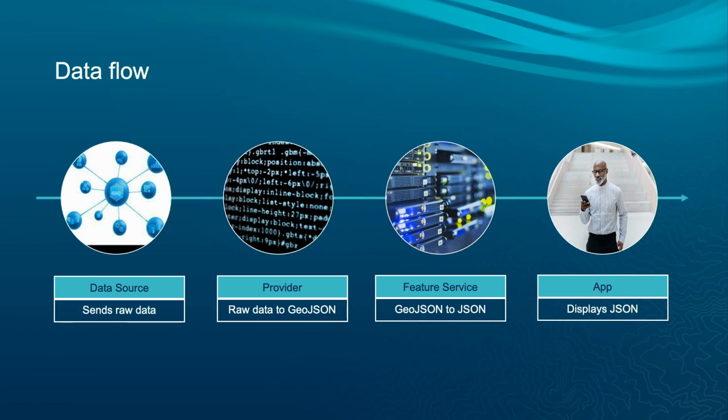That feature service will then be able to convert that GeoJSON to JSON. This is all ArcGIS Server. You don't need to do this, but it's just to understand how it's actually happening under the hood here. And then that app, that client, is going to display the JSON for that data, for that read-only feature service. And as data is updated in that source data, it will then be reflected in the feature service.